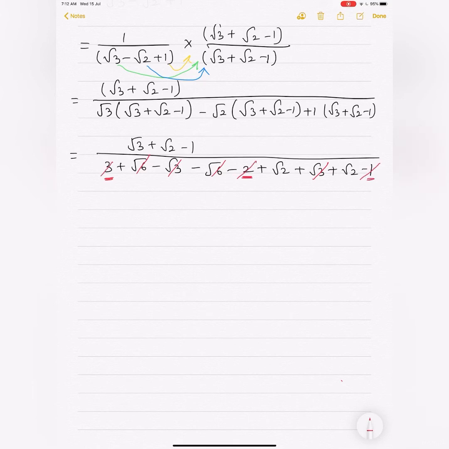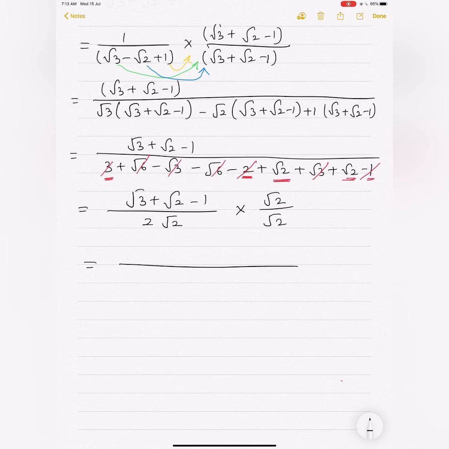Now what are we going to be left out with? What is root 2 plus root 2? That is also what? 2 root 2. So we will get what now? Root 3 plus root 2 minus 1 upon 2 root 2. Now we need to rationalize this once again. So there is double rationalization in this sum. So multiply it with root 2 and root 2.